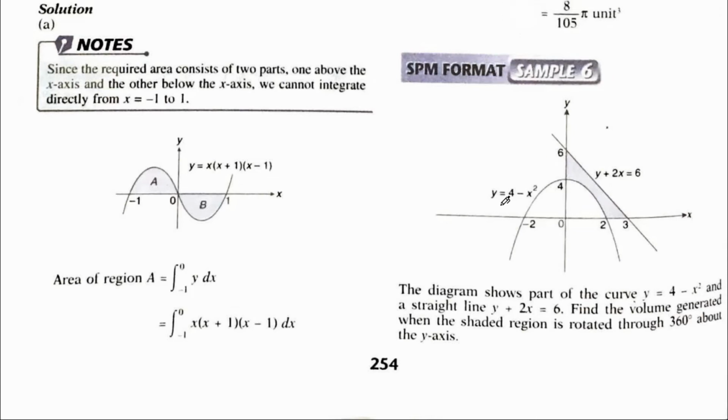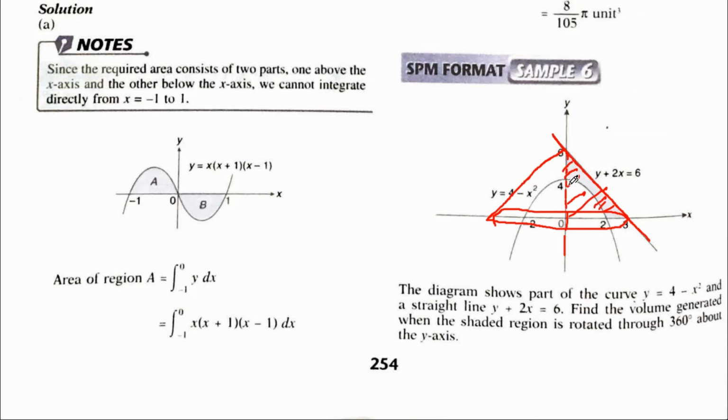SPM for Math sample 6. The diagram shows part of the curve and a straight line y plus 2x equals 6. Find the volume generated when the shaded region is rotated through 360 degrees about the y-axis. For this question, first we look at this straight line. We rotate it about the y-axis. When we rotate this red area 360 degrees about the y-axis, we will have a cone that looks like this. Imagine yourself, this will be a cone.